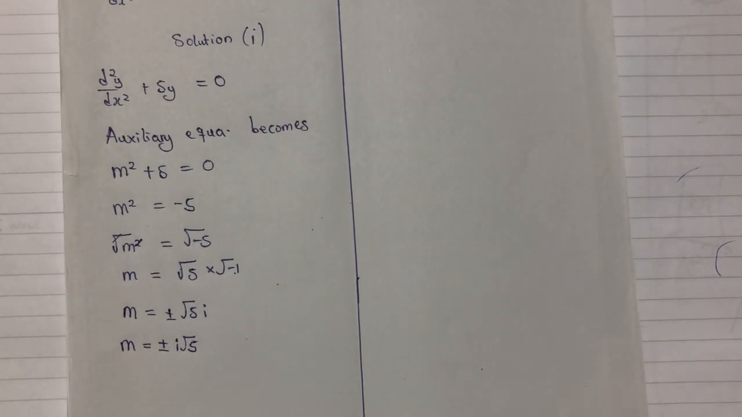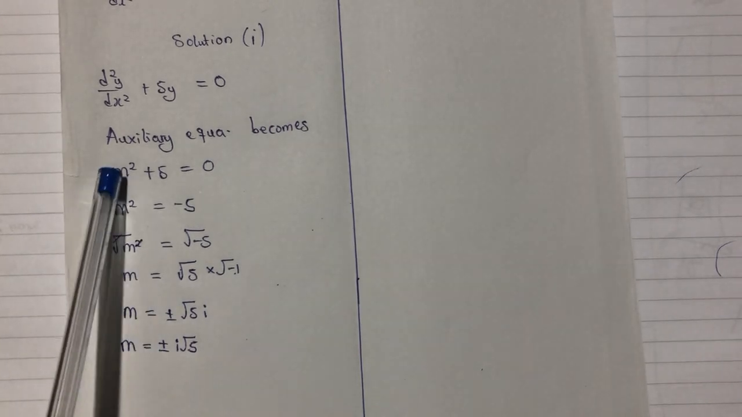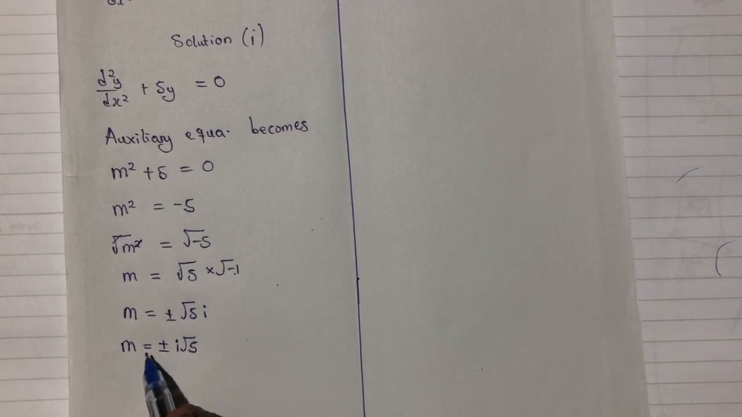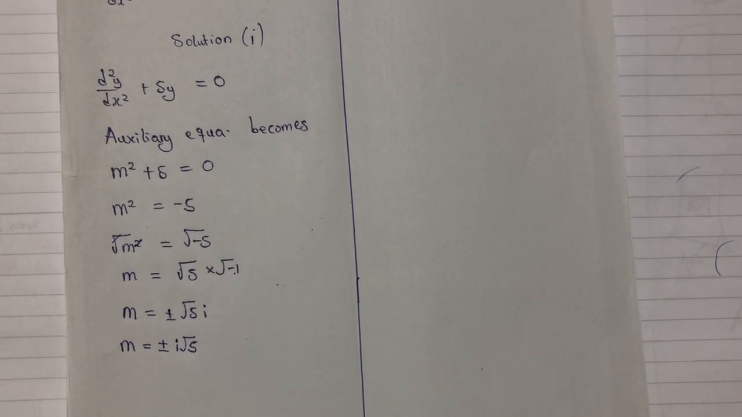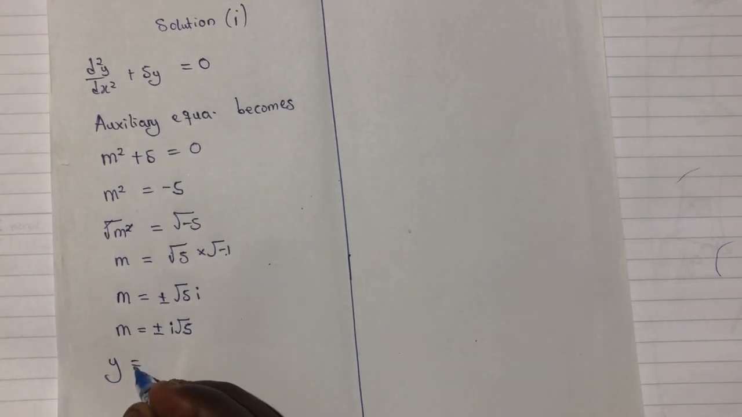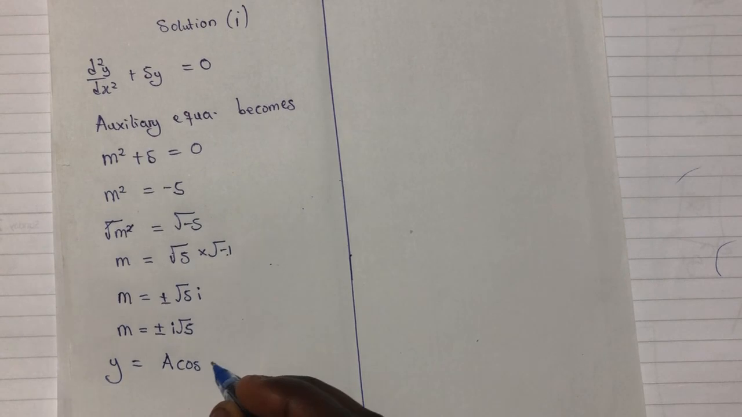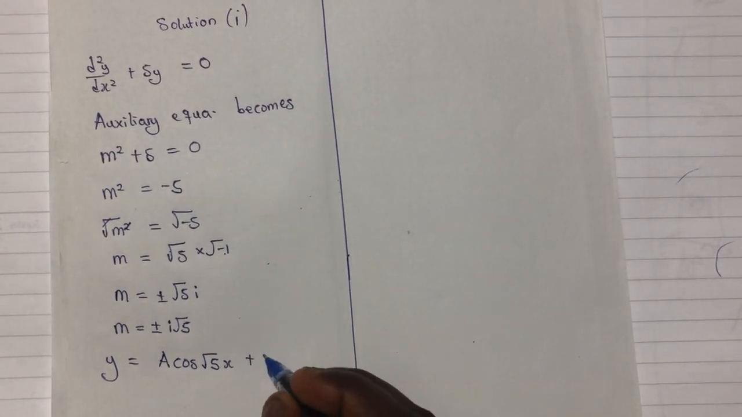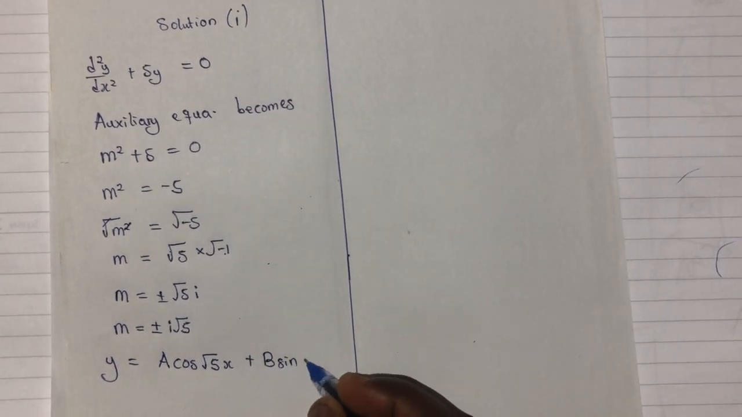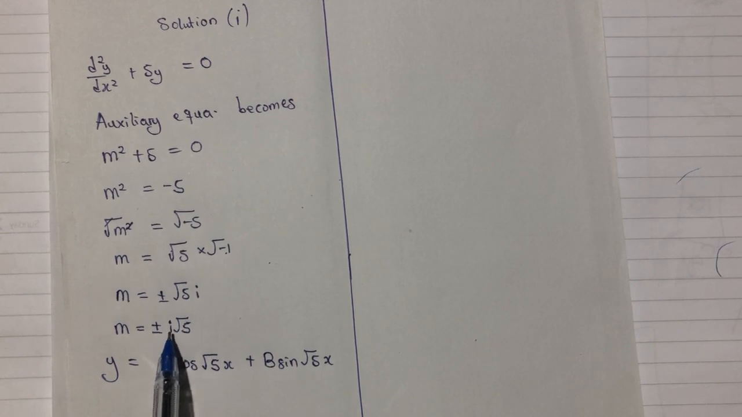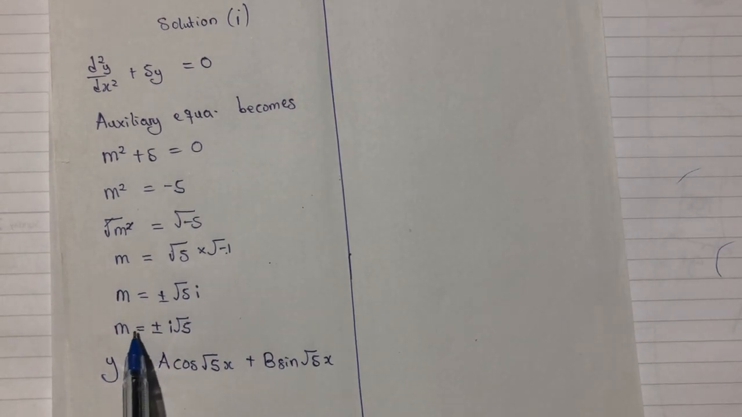Now that we have gotten here, we have seen that the root m of the auxiliary equation was a complex number, but the real term is 0 because there is no real term. And if your root is a complex number with the real term being equal to 0, then your general solution will be y equals A cos root 5 x plus B sin root 5 x. So no matter the value you generate here, whether a square root or not, so far as it's complex and the real term is 0, then this is your final answer.